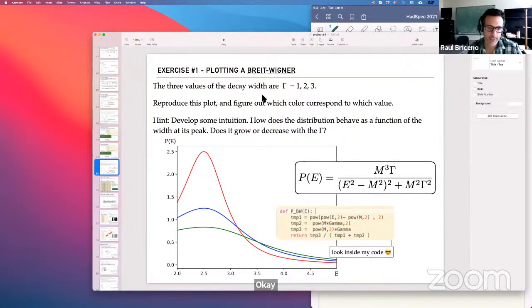So the first exercise for today is this plot. Just generate this plot yourself, varying gamma and fixing m to be 2.5.